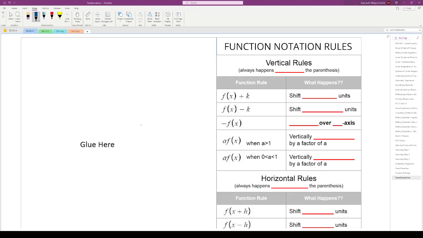So function notation rules are all of these things where we have something happening to f of x. Our vertical rules always happen outside the parentheses. And if we have k here, these are our vertical shifts, which we call translations. So these are shifting up k units if k is positive, or down k units if k is negative. So we have shift here, that's our informal word, and the formal word for these two is translate, like when we move something.